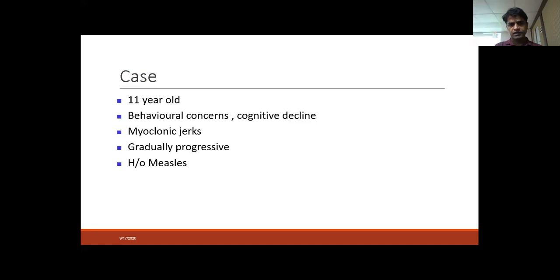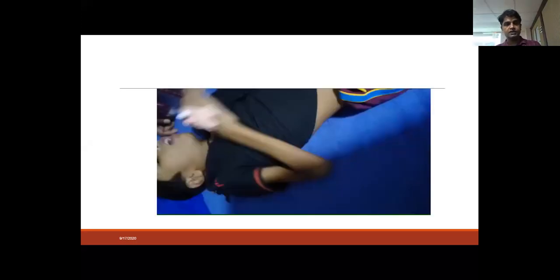And another child, again, 11-year-old. I'm just putting this case short to show you more behavioral concerns, cognitive decline, history of myoclonic jerks, and then gradually becoming worse and worse with abnormal movements, dystonia, myoclonic jerks, and almost becoming non-ambulant. History of measles as a child. I think the diagnosis is obvious. And this was the child.